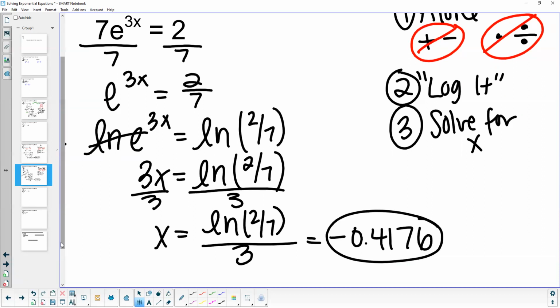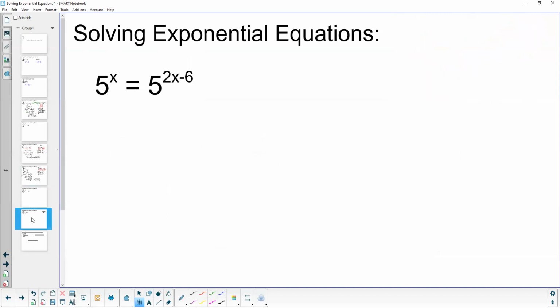Now you'll notice that I'll typically round to 4 decimal places, but you can choose how many you round to. Now we're going to take a look at one last example here.